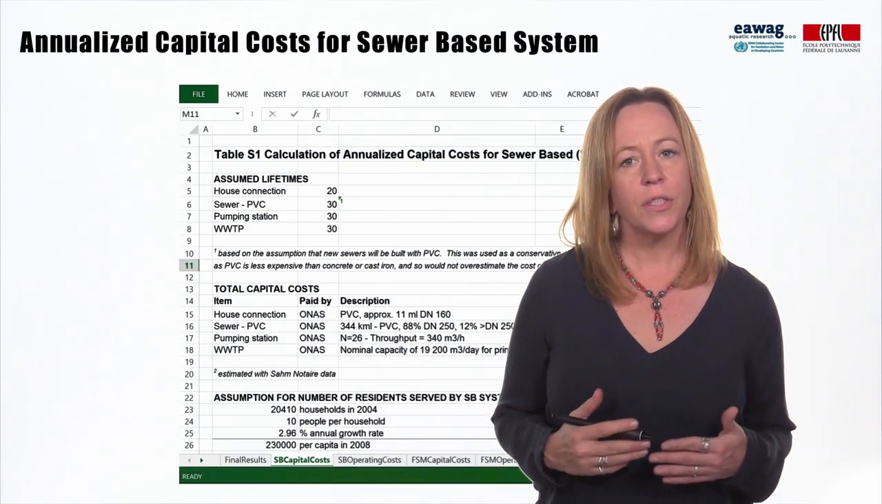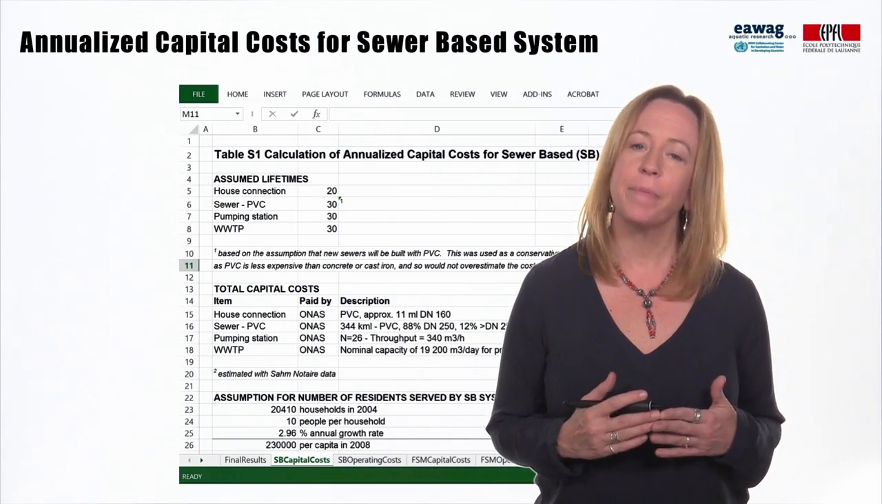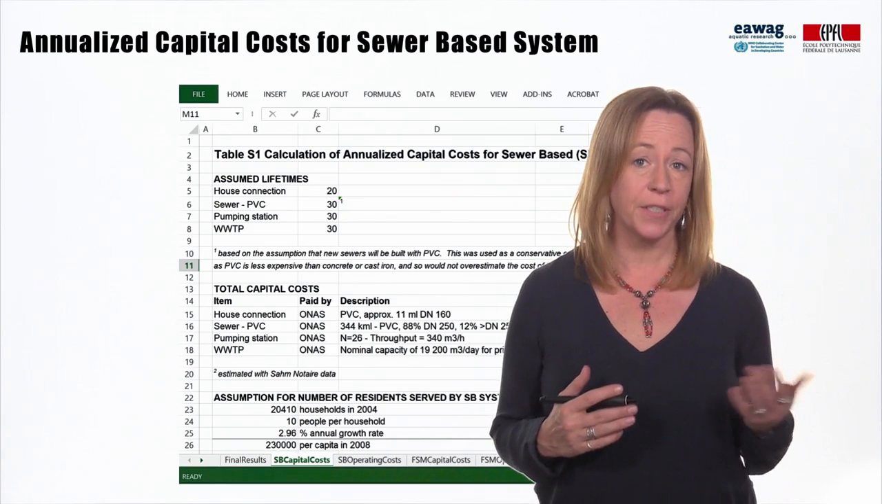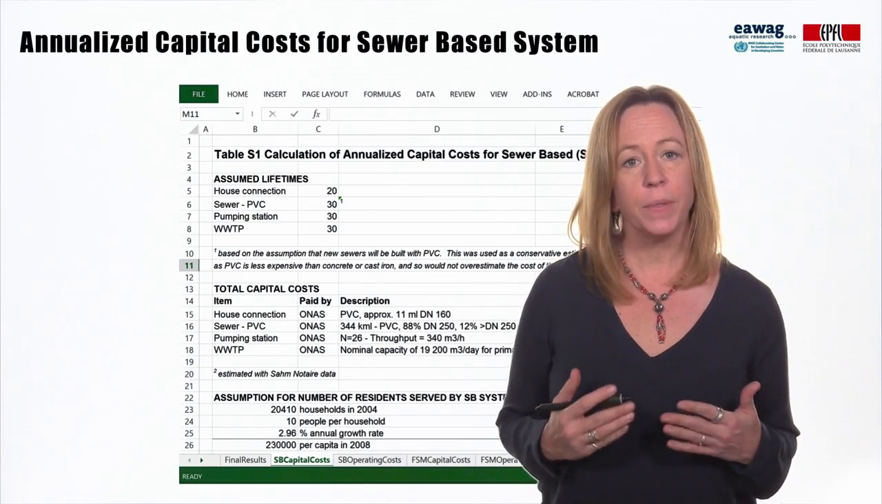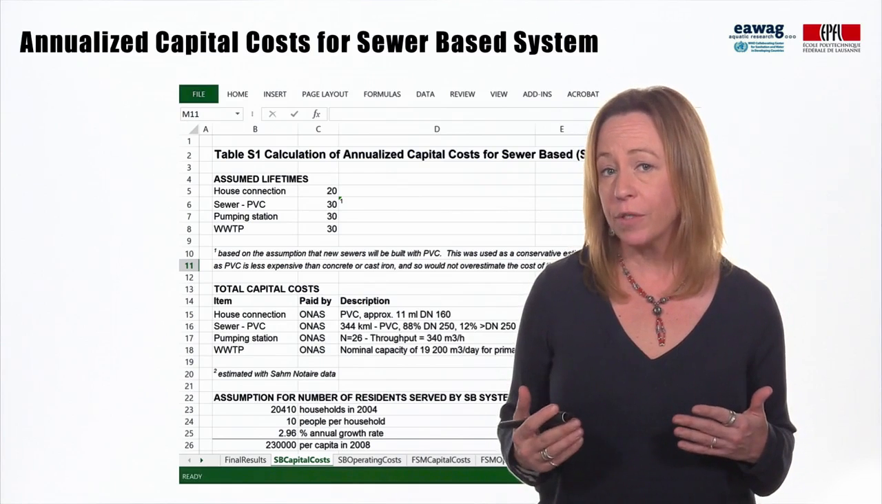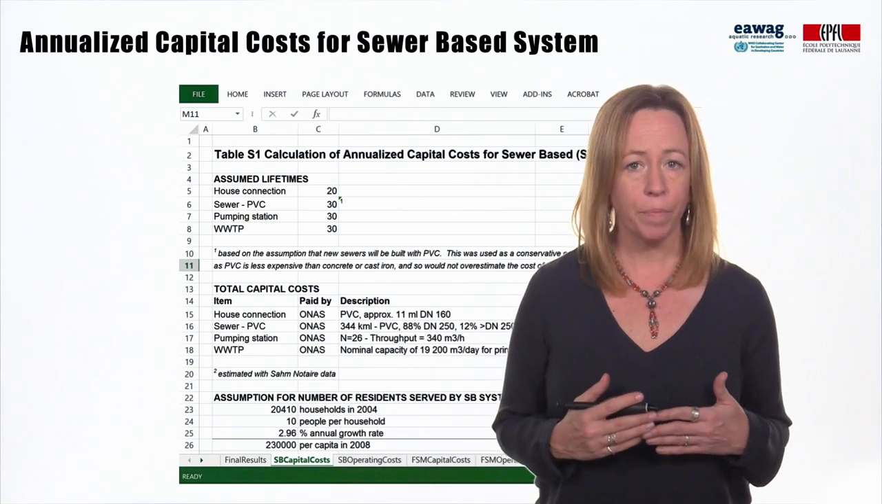All of the calculations, data, and assumptions we used are included in the supplemental information of the paper from this spreadsheet. For all calculations, a real interest rate of 5% was assumed for the lending interest rate, adjusted for inflation based on values used by the World Bank.